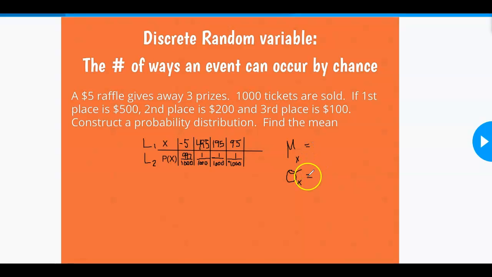Who can tell me what you got for 100,000 bonus points? Anybody like to share? It's going to be a negative number. Probably going to lose money. Expected outcome. So it's negative 4.2 for the mean.